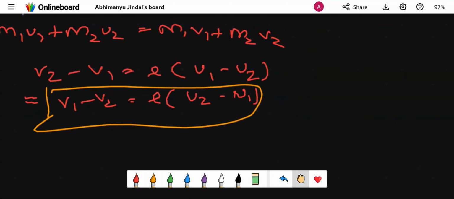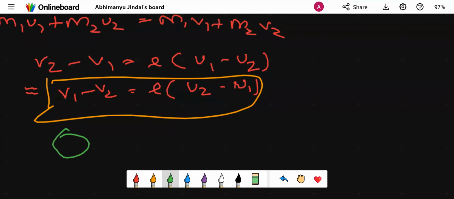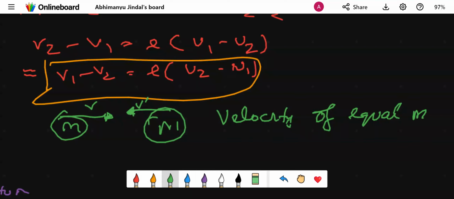Now let's talk about what if the masses are the same. Let's say this is a mass m moving with a velocity v in this direction, and this is a mass m also moving with a velocity v dash in this direction. Then after collision, the velocities of equal masses get interchanged.